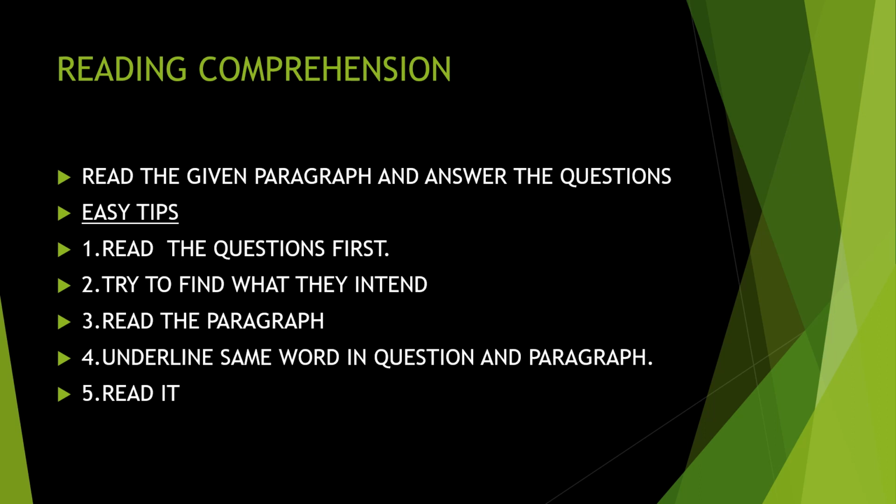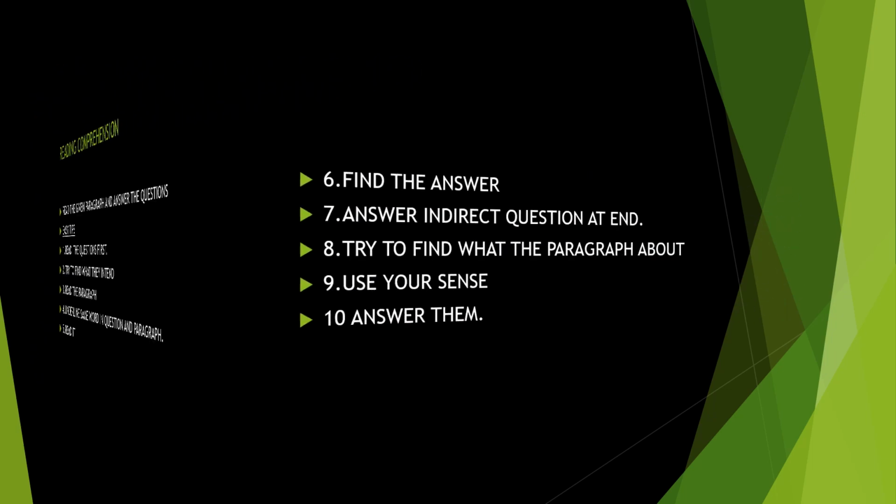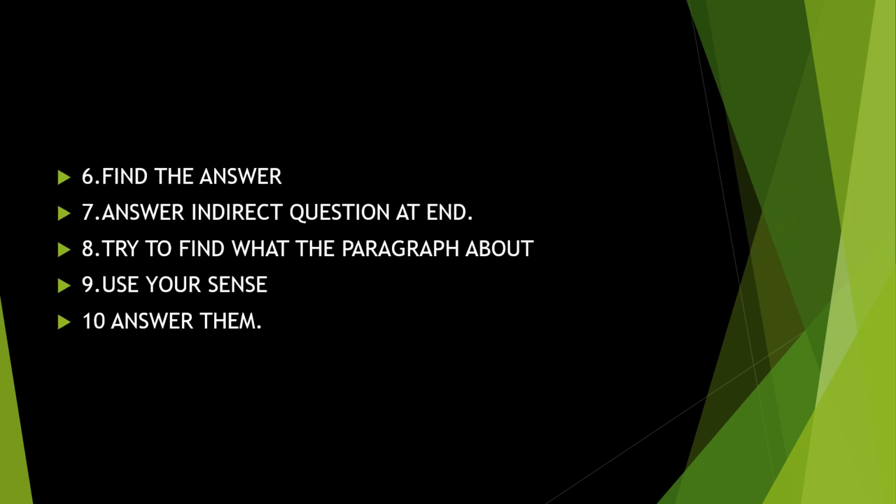Underline the same word in the question and the paragraph. That is another thing. In the questions there may be some words which are clues to the answer. So when you read through, you can underline the same word that is repeating, and then it is easy to get a clue to the answer. Again read it, so the answer is supposed to be near to you. Find the answer. Now it is easy to find the answer, because you already underlined a similar word from the question where the answer is supposed to be.